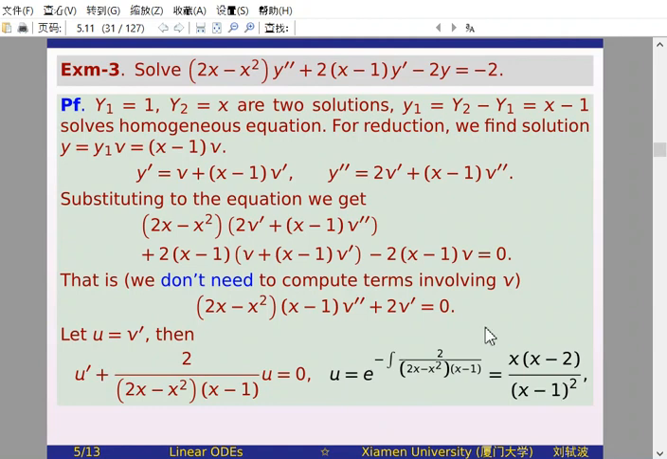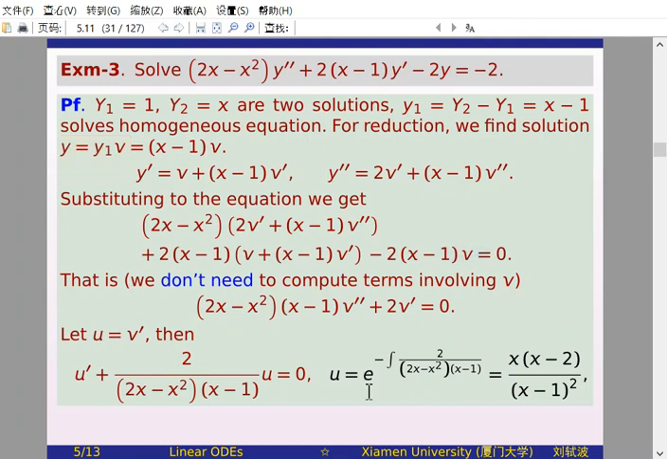Okay, so we have found the derivative of v. When we integrate this u, we will obtain the v. Then y1 multiplied by v is our solution of the homogeneous equation. So this is the second solution of the homogeneous equation.